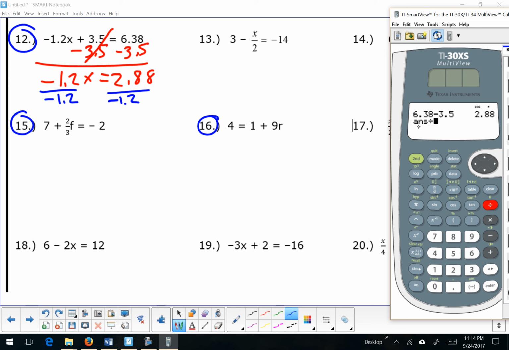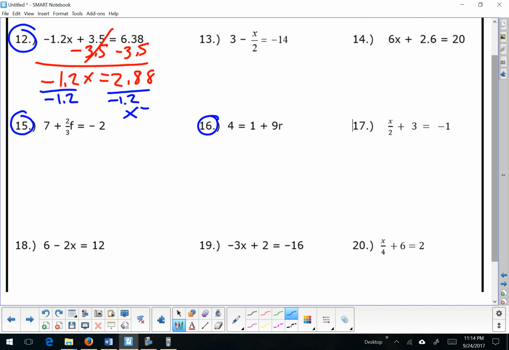See right there, ANS? That stands for the previous answer. So my calculator is going to take that previous answer, without me having to retype it, and divide it by negative 1.2. And there you have it. X is equal to negative 2.4. Awesome, and I didn't even have to type that over again.